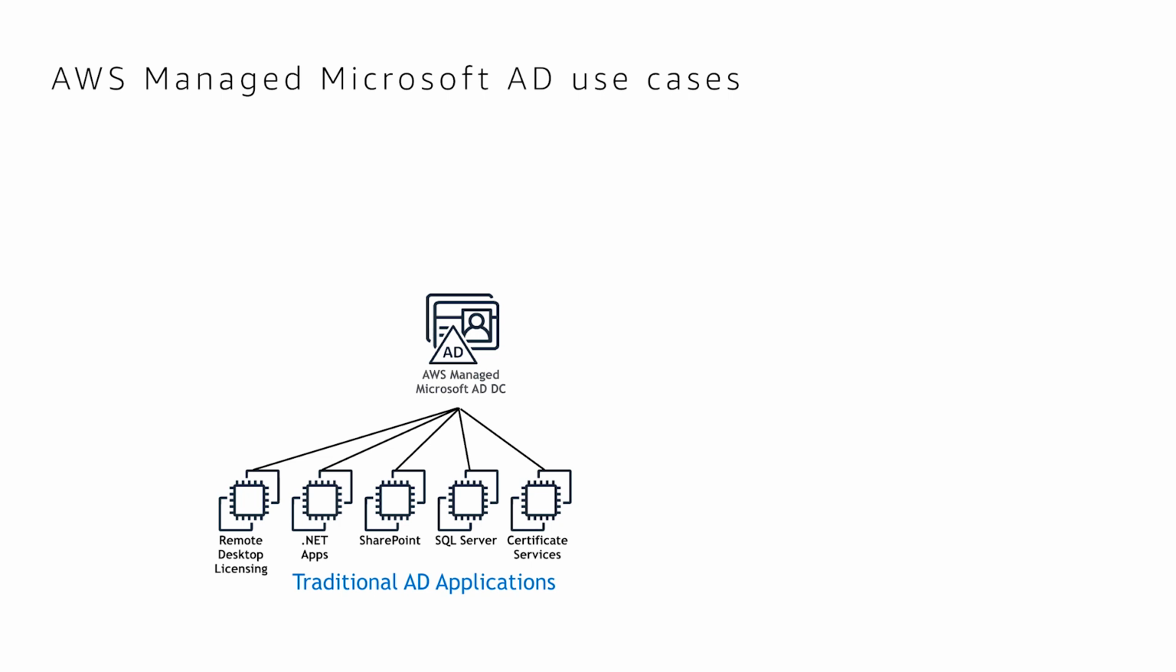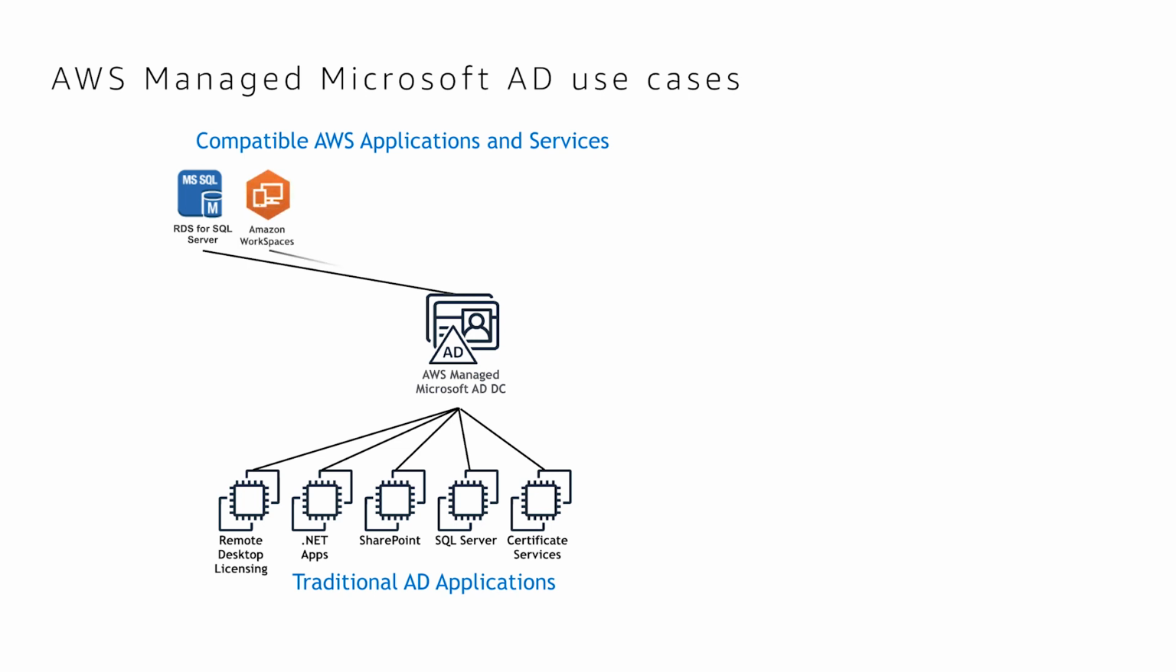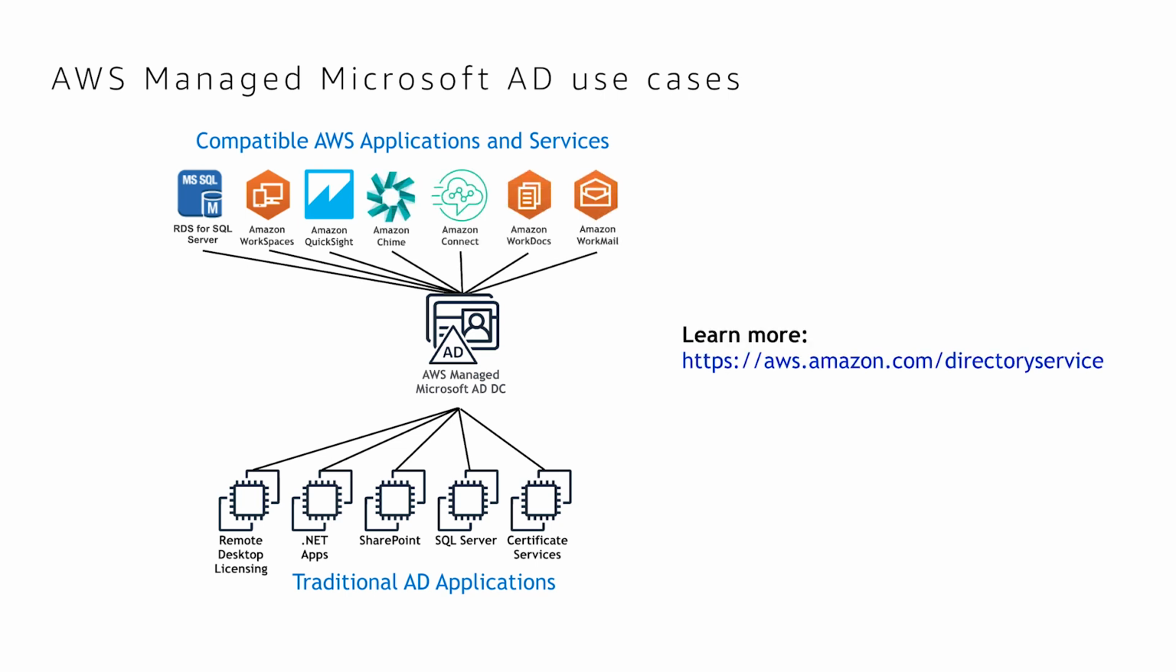You can also use the directory from compatible AWS managed applications and services. For example, you can join Amazon Relational Database Service for Microsoft SQL Server to the directory to support Windows Integrated Authentication. You can join Amazon WorkSpaces for virtual desktop infrastructure in the AWS cloud. Amazon QuickSight can use the directory to share business intelligence dashboards with other people in the directory. For a complete list of compatible Amazon applications, check out the Directory Service website.